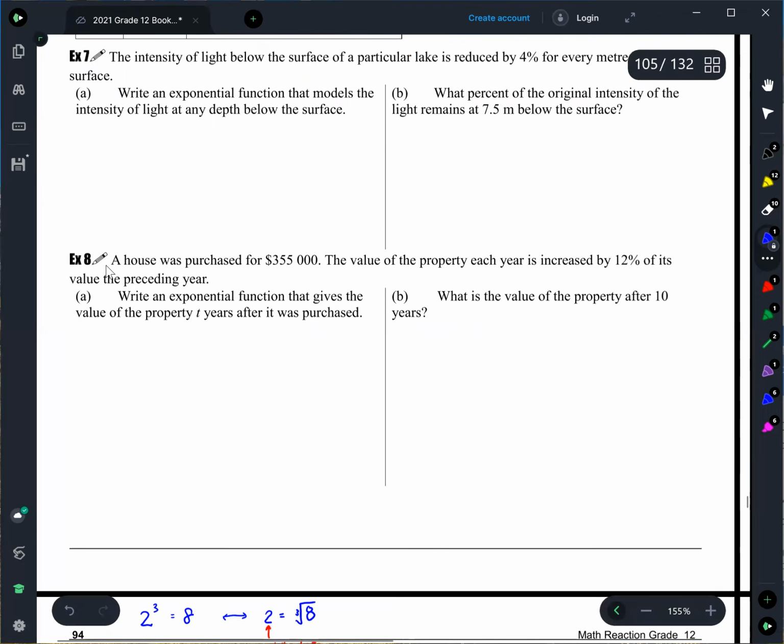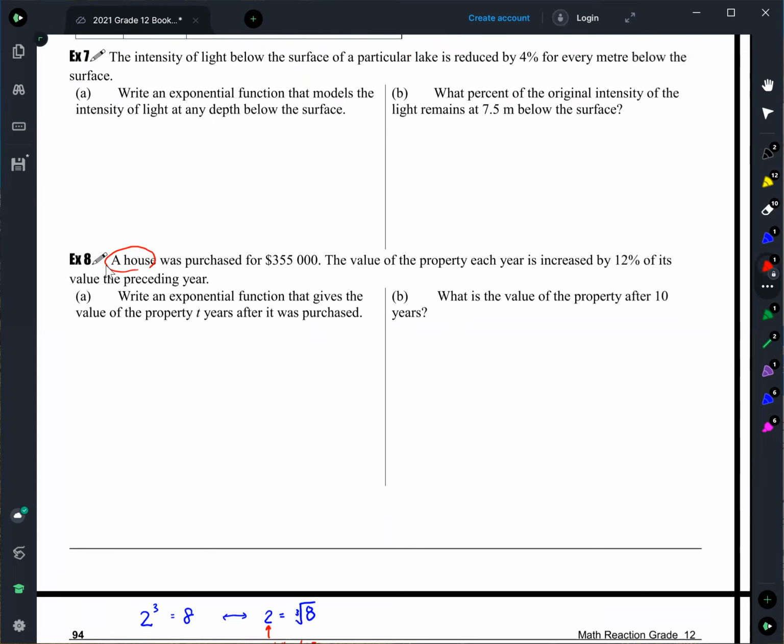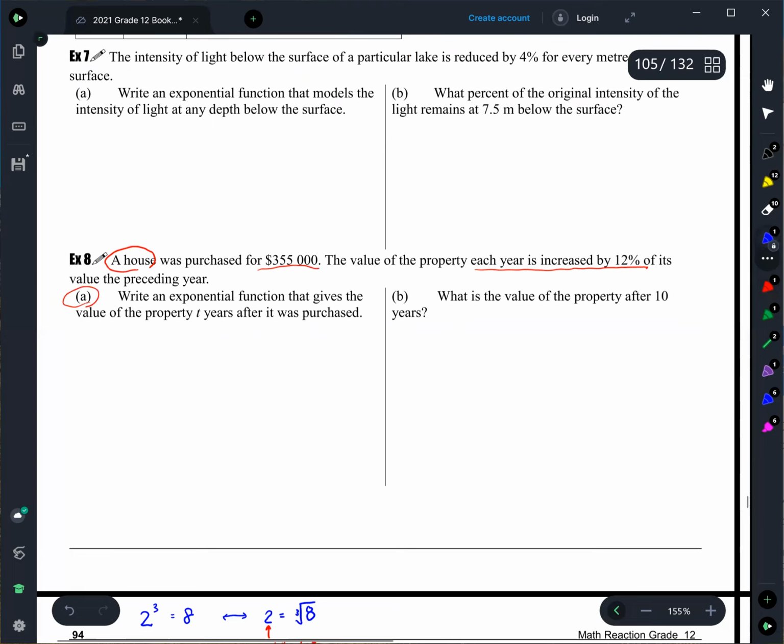So this one is about a house. Okay, question 8, was purchased for this amount of money, right? And every year is increasing by this much. So please write the function for it. Okay, A of t equals. Okay, so try it out. This time is increasing. So raise your hand after you got the function.